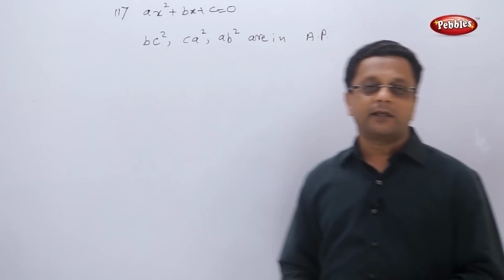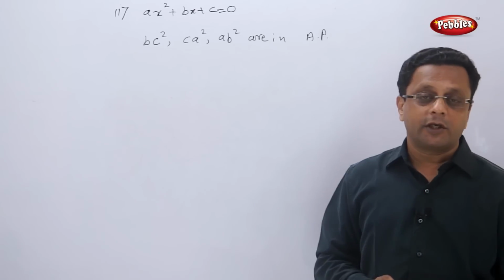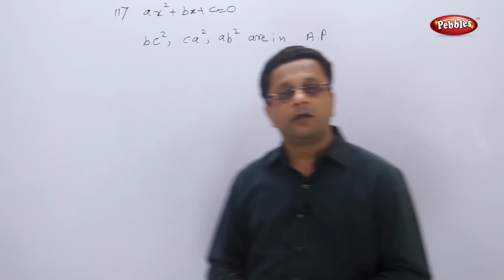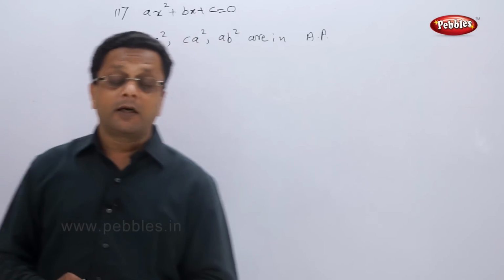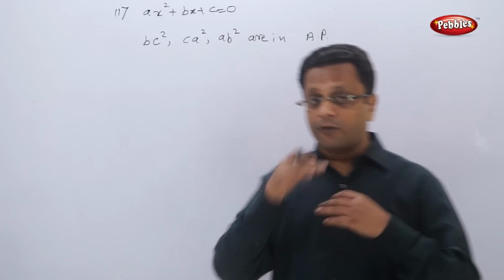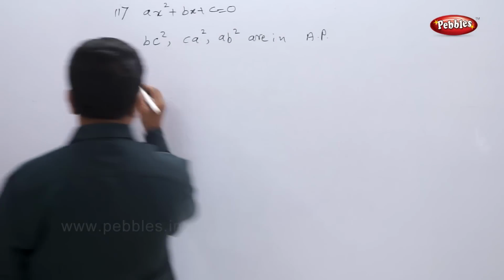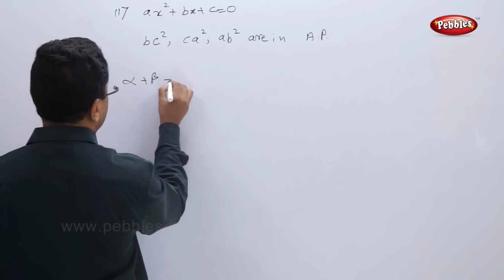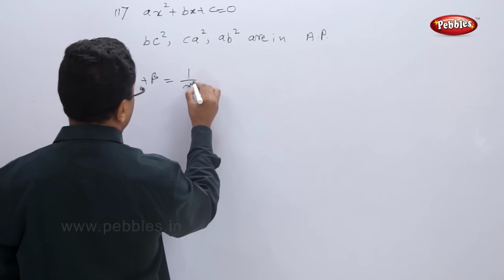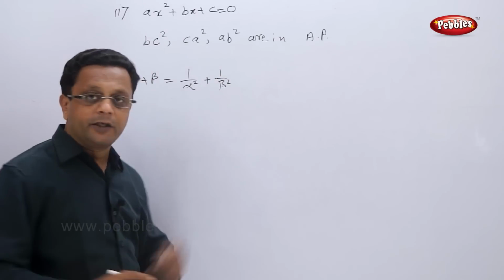are in arithmetic progression. Just by reading this example, this is a quadratic equation, then we have to show some arithmetic progression. 90% of the students will leave this example. But this example is extremely simple. We have already solved the first part of this example in the seventh sum. That is, you remember we solved that alpha plus beta is equal to 1 upon alpha square plus 1 upon beta square. This we have already solved.